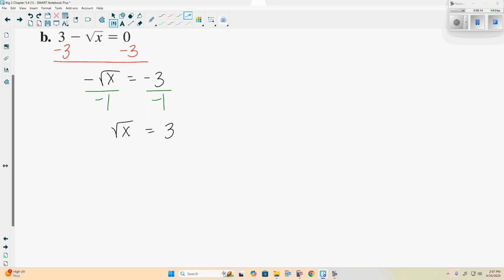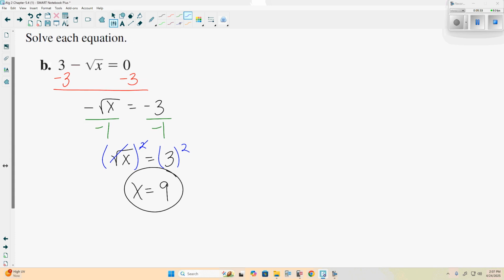Okay, radical by itself. So we're going to put both sides to the nth power, and that nth power is 2. And the square root and square would cancel, giving us x by itself. 3 squared is 9, so x is 9. And again, I'm just going to check it. 3 minus the square root of 9 should equal 0. Well, the square root of 9 is 3, and 3 minus 3 is 0. Questions on this here?